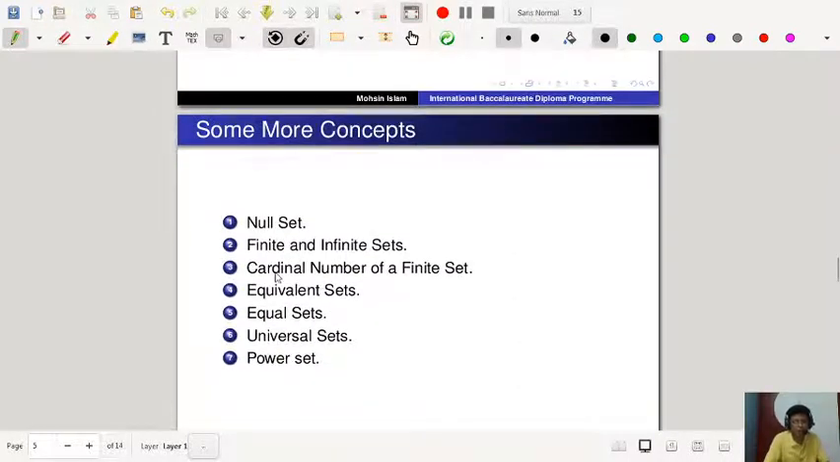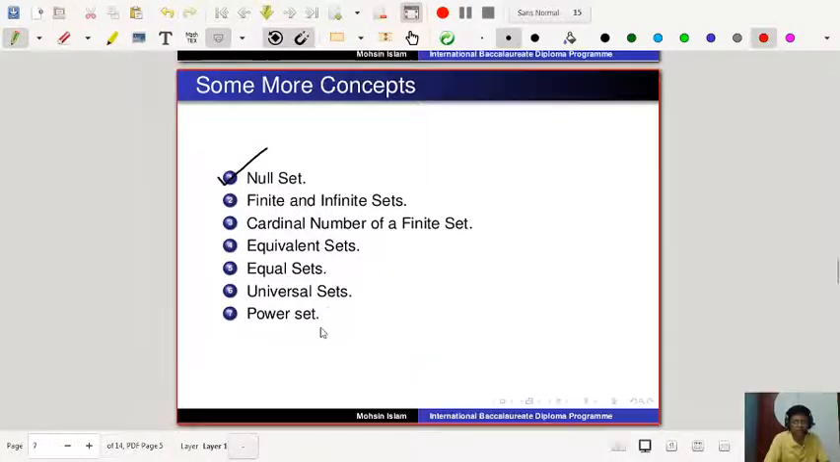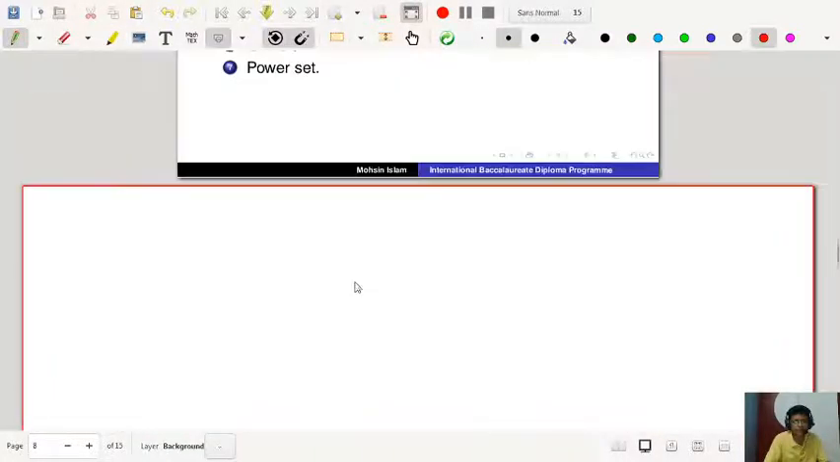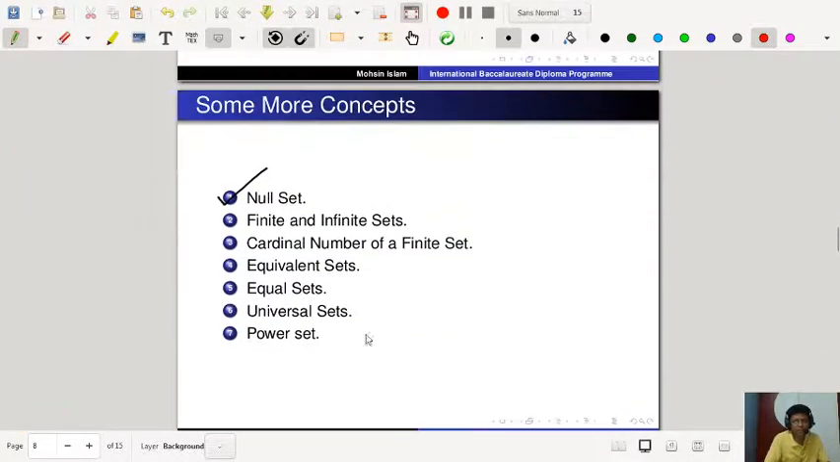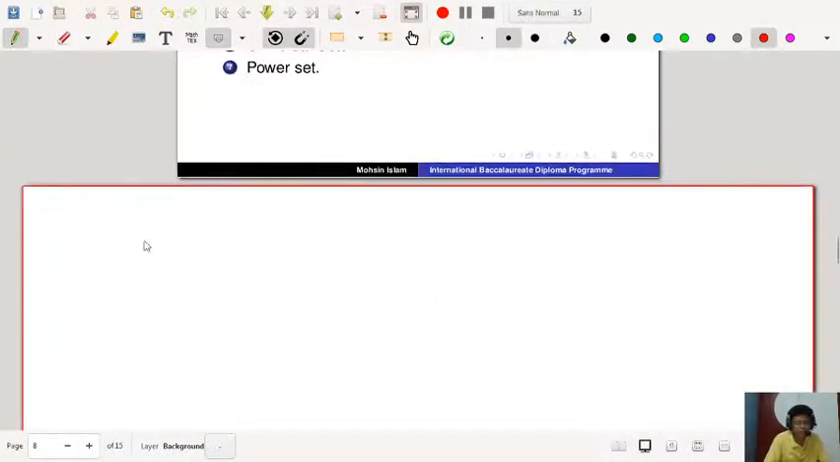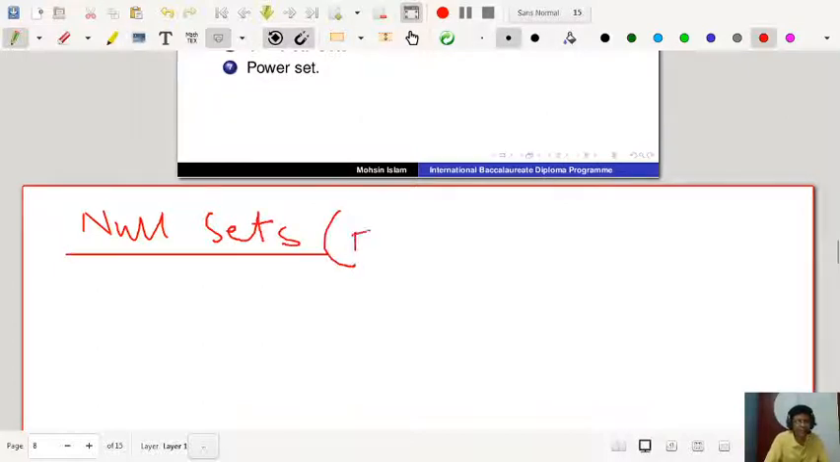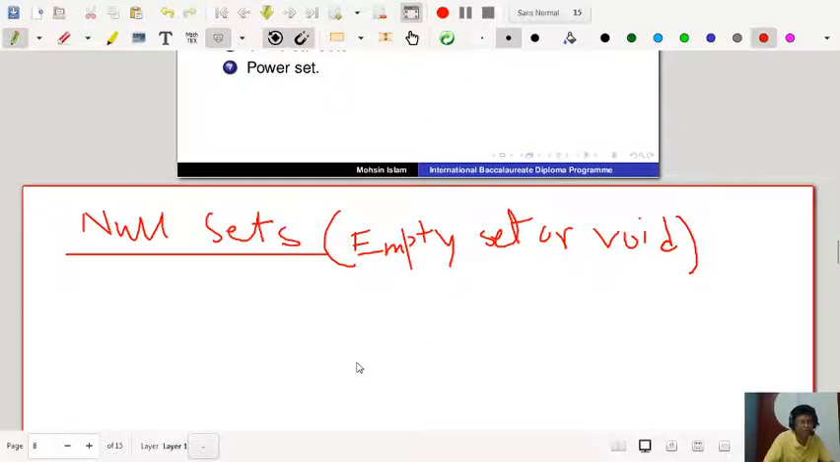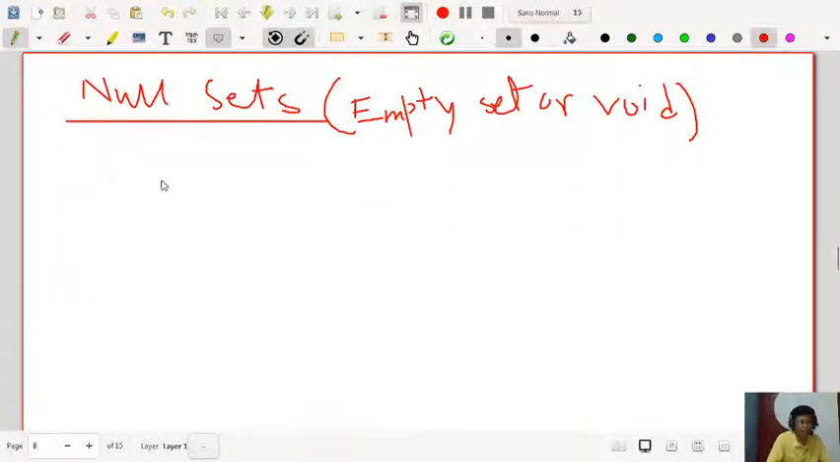Some more concepts for you. I will give you the concept of the null set, and the concept of finite and infinite sets. Let me give you the concept of the null set first. I'm adding one page here, so along with the presentation you have additional pages in the sheets. The null set is also called the empty set, or void. There are many names you can use.